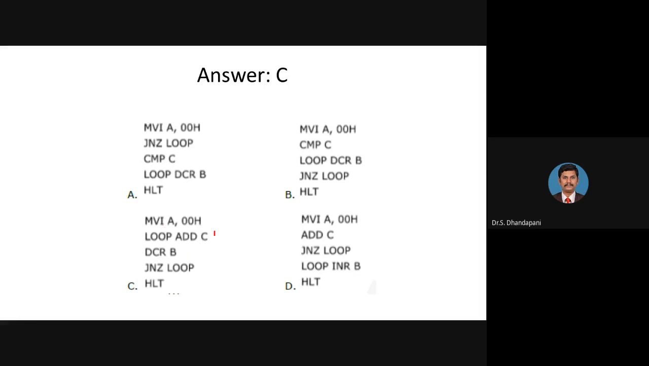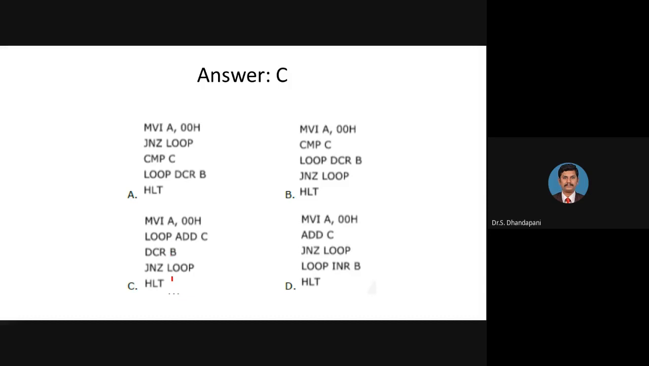How many times are we adding? According to the loop, that many times. How many times will this loop be executed? We are decrementing B. Till B reaches 0, the loop will be executed. So the meaning of this program is we are adding C repeatedly B number of times. After completing B number of times, decrementing B will make it 0, and this will come out of the loop. So this one is the correct program.